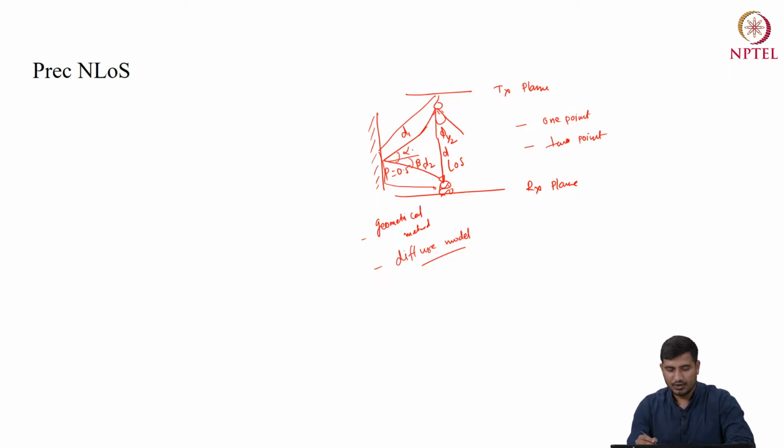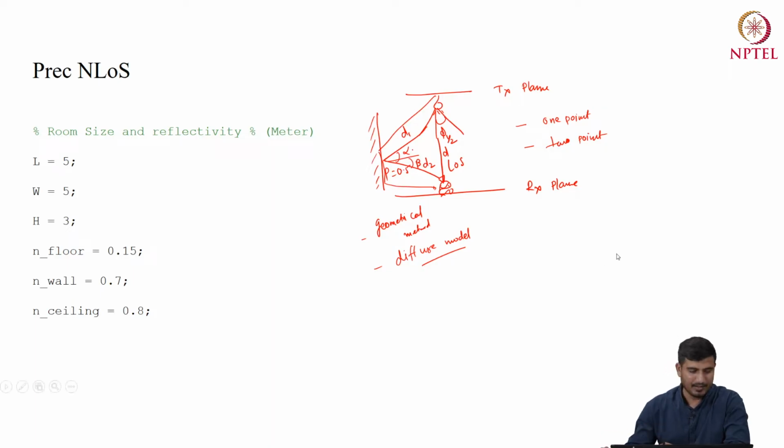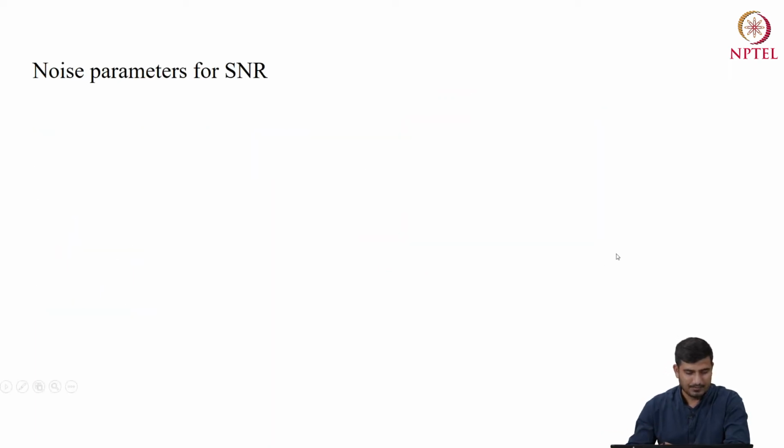Again you need to give the mathematical input as MATLAB requires. This is the room size that we have specified, 5 cross 5 by 3 meter. This is the floor reflectivity. This is the reflection we can get from the wall, 0.7, and this is the reflection that we can get from the ceiling. So these are the parameter values for the non-line of sight reflection.